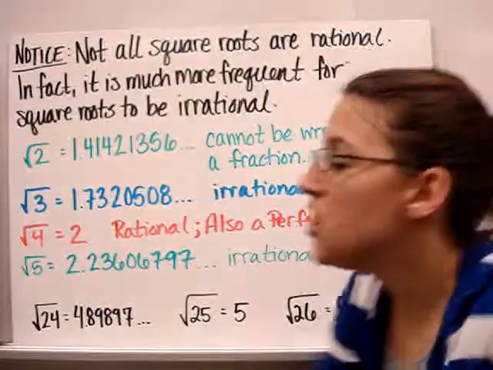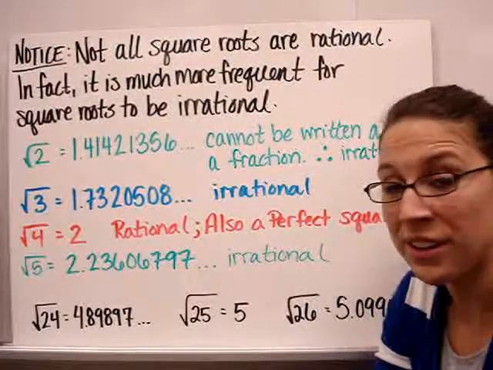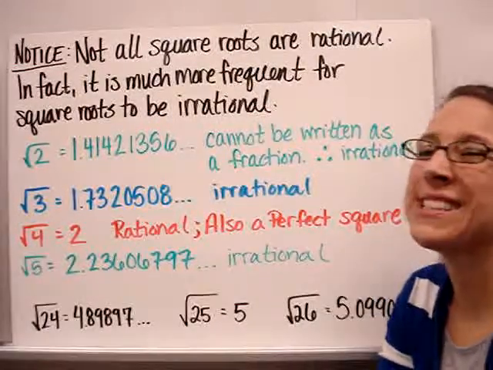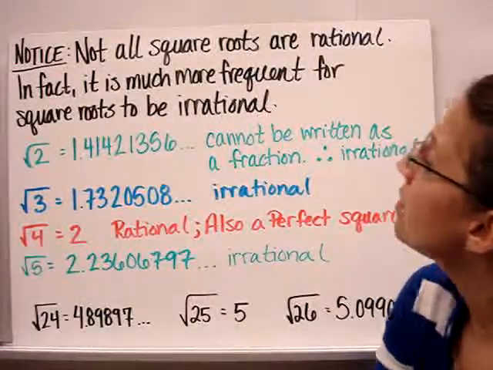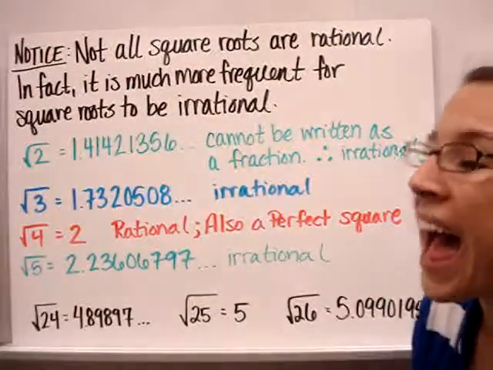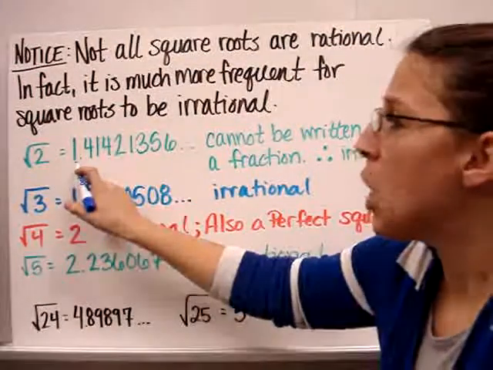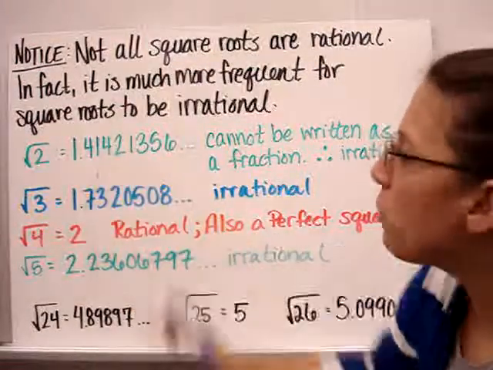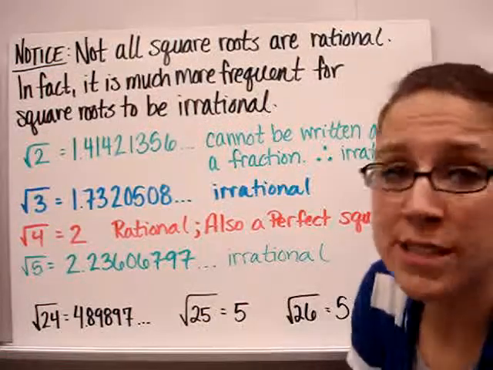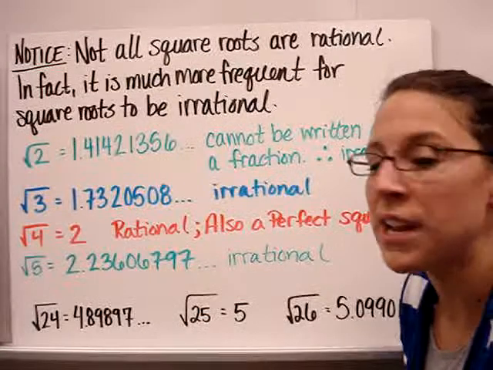Now, you'll notice from that example that not all square roots are rational. In fact, that decimal number might extend to a few places. So, it is much more frequent for square roots to actually be irrational. And here are just a few examples. The square root of 2 is 1.41421356, etc. It cannot be written as a fraction, and because of that, it is irrational.